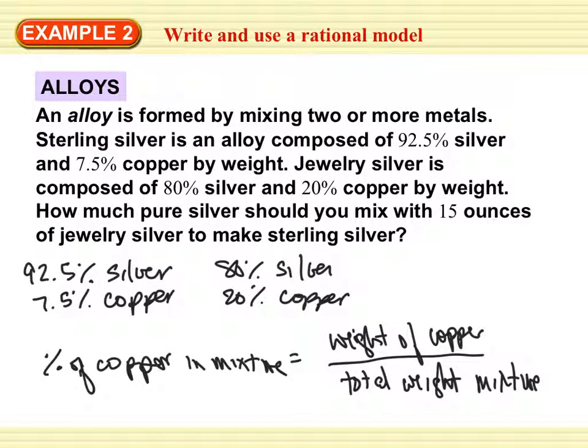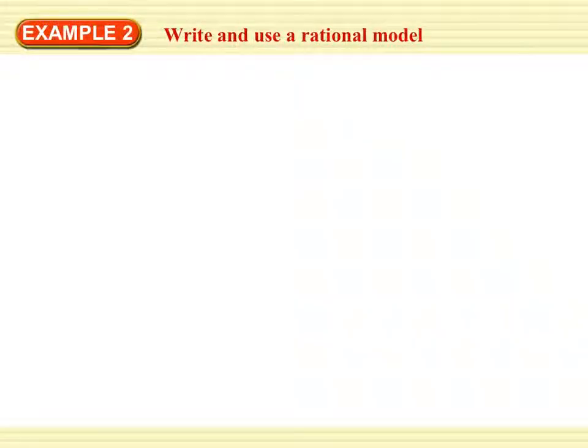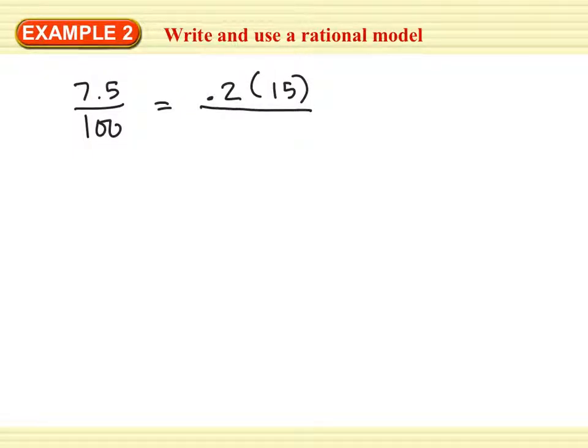Okay, so the percent of copper in the mixture equals the weight of copper in the mixture over the total weight of the mixture. So let's put some stuff in here. I know that I have 7.5%, where it's 20% copper over the total weight of the mixture. Okay, so X right there is the amount of silver added.